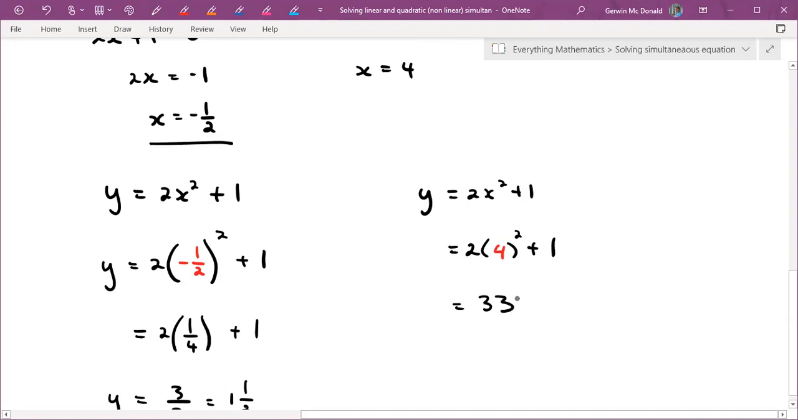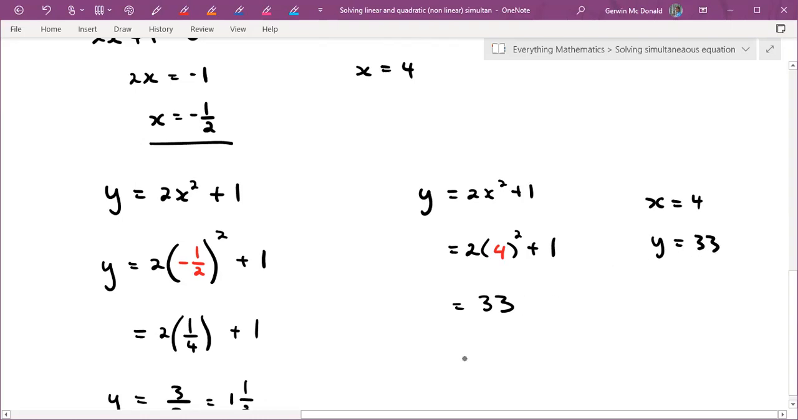Yeah, you have to be a little careful here. Some people might have probably multiplied the 2 by the 4 first. But remember, if you apply the laws of order of operation, the index always goes first. So you square first and then you multiply. If you multiply first and then square, 2 times 4 is 8, 8 squared is 64, and 64 plus 1 is 65. That would not have been the correct answer. So here, when x is equal to 4, y is equal to 33.